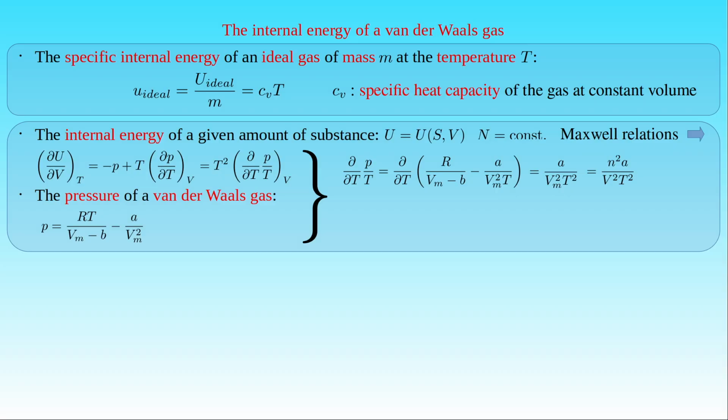Here the amount of species n is equal to the mass m of the substance over its molar mass M_m. If we substitute this result into the partial derivative of the internal energy U with respect to the volume V at a constant temperature T, then we obtain n squared times a over V squared. The number of particles N, which is fixed, can be written as the product of the amount of species n and the Avogadro's number N_A, that is, the number of particles N of a gas is given by the ratio of the Avogadro's number N_A to the molar mass M_m of the gas, times its mass m.